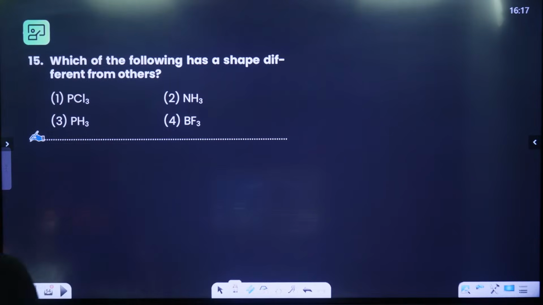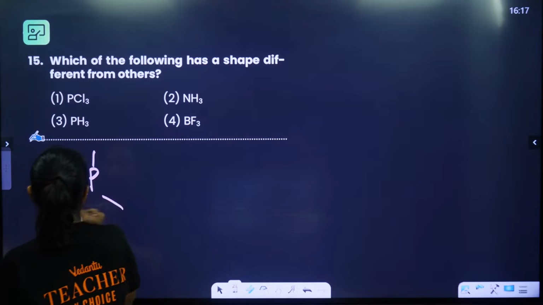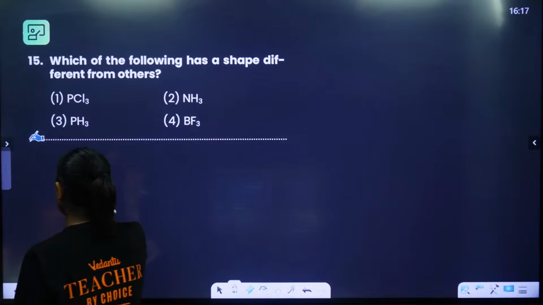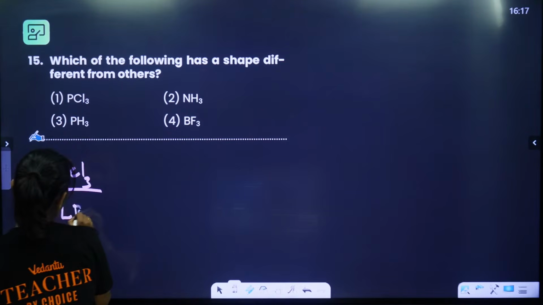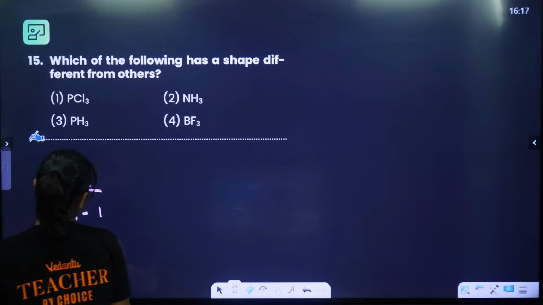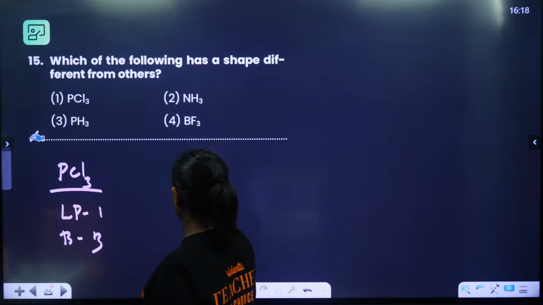Come on. Which of the following has a shape different from others? So when you consider PCl3, so we know that PCl3, lone pair 1, bond pair 3, NH3, bond pair.